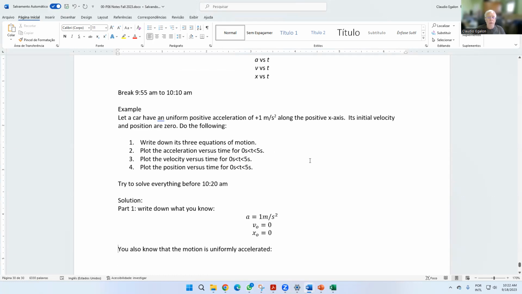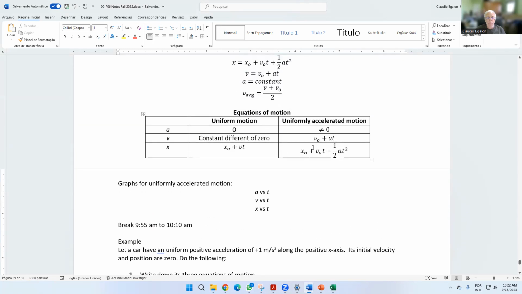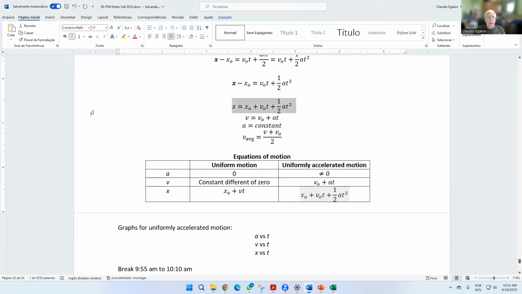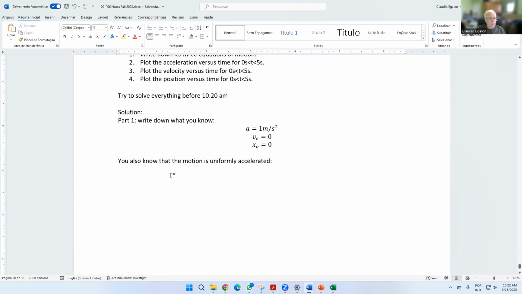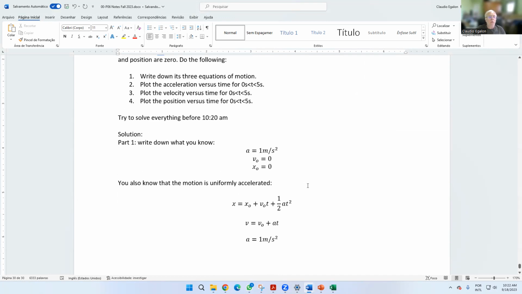Since the motion is uniformly accelerated, the equations of motion are going to be something like that: 1, 2, and 3. In this case, I'm just going to repeat the value of the acceleration. That's all. These are the three equations of motion. We're not done yet. We're going to be done whenever you substitute all those three values into those two equations.